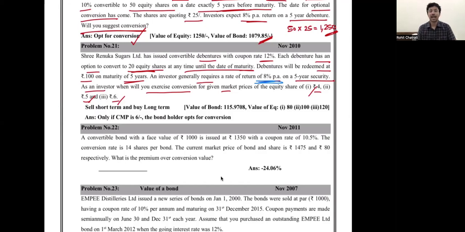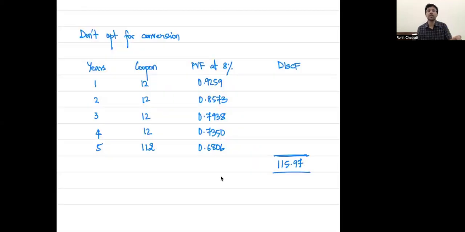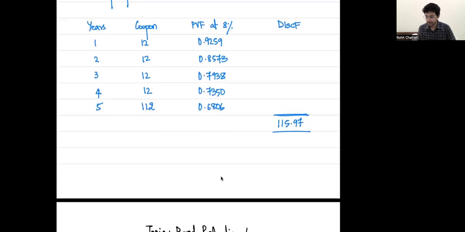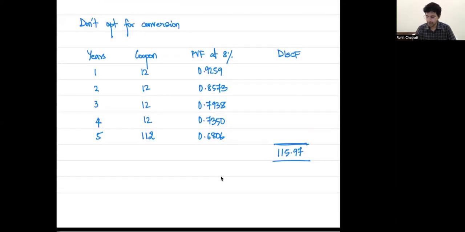Now, assume that in case 1, the equity share price is rupees 4. If I convert it, I am going to receive 20 equity shares whose market price is 4 rupees. Therefore, the value is going to be 80. So if I convert, it's going to be 80. If I don't convert, it's going to be 115.97. So what am I actually going to do in this case? You won't convert. Under case 1, it's 20 multiplied by 4, which is 80, versus 115.97. Therefore, I will not convert.